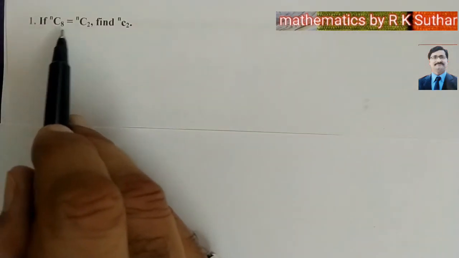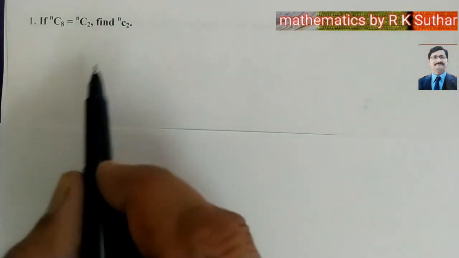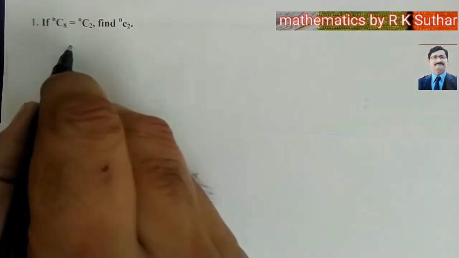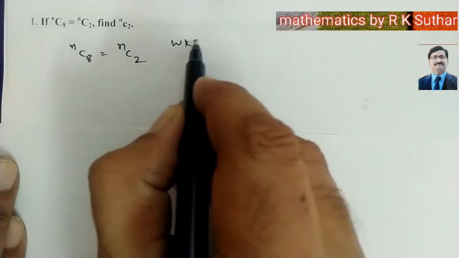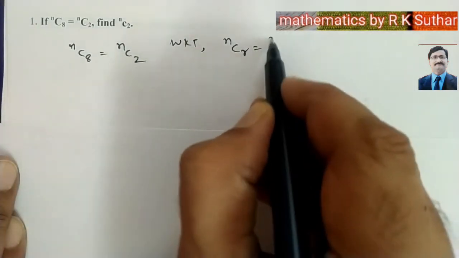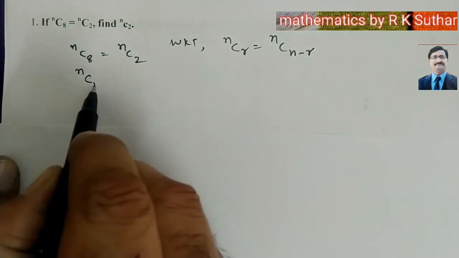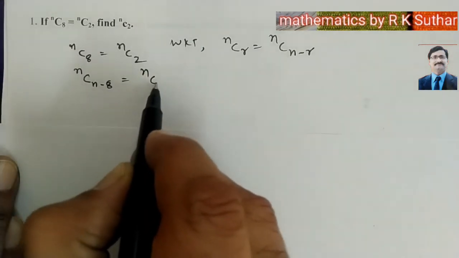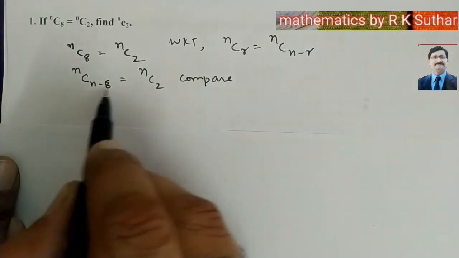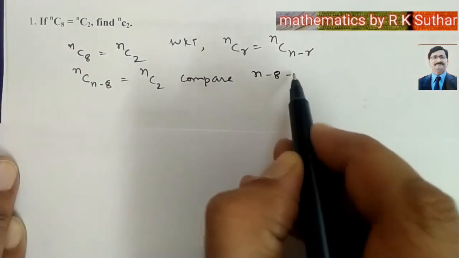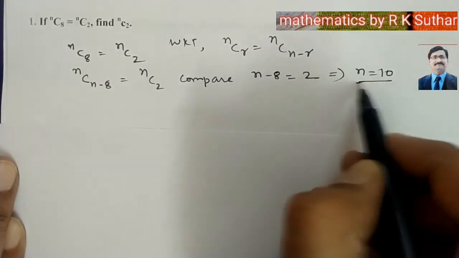Here, if nC8 equal to nC2, you have to find nC2. How can we do it? Look here, we can write nC8 equal to nC2. This is given to us. We know that nCr equal to nC(n minus r). So we will use it here: nC(n minus 8) equal to nC2. Now we will compare both sides. When you compare, n minus 8 equal to 2. So this implies n equal to 8 plus 2, which is 10. So n equal to 10 we get.